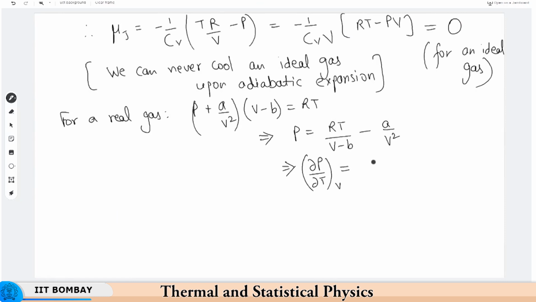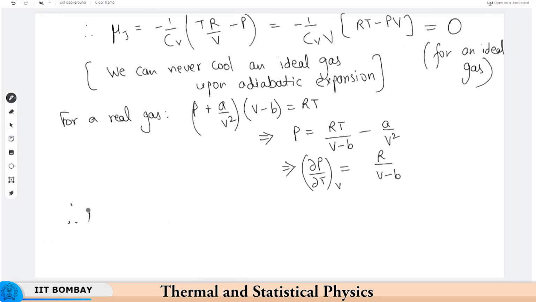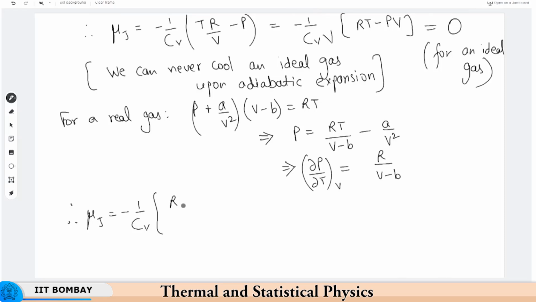So, that simply becomes R by V minus P, and the second term is 0. Now let us put this value again into this relationship. Therefore, for a real gas, mu j is minus 1 by C v times T times this quantity, R T divided by V minus B, and minus P. To simplify this, we can again substitute the value of P from this equation.